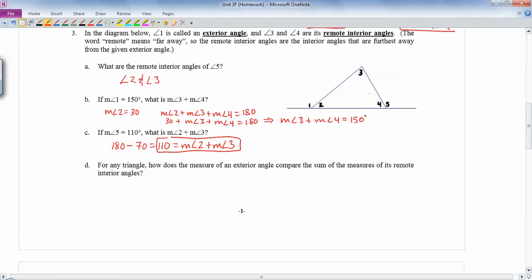Okay. For any triangle, how do you take an exterior angle and compare it to its remote two interior angles? Well, we just kind of showed that if 1 was 150, then its remote interiors were 150. If 5 is 110, then its remote interiors are 110. So you might guess that the exterior angle equals the sum of its remote interior angles.